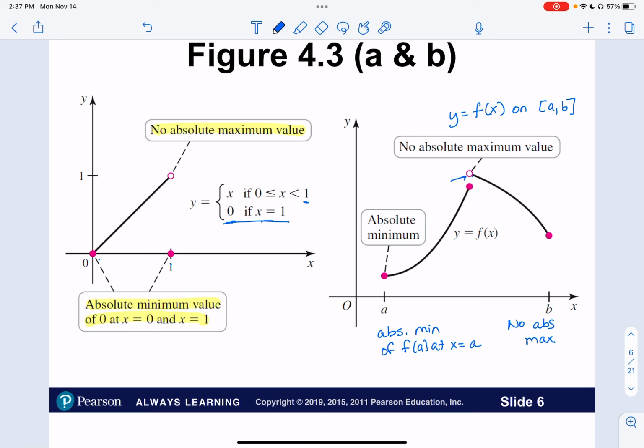So both of those are examples. This one we were looking on 0 to 1 inclusive, and here we're just looking on A to B inclusive. You can see that there are closed intervals, but we don't have an absolute maximum, and by the same idea, we could also not have an absolute minimum. Alrighty.